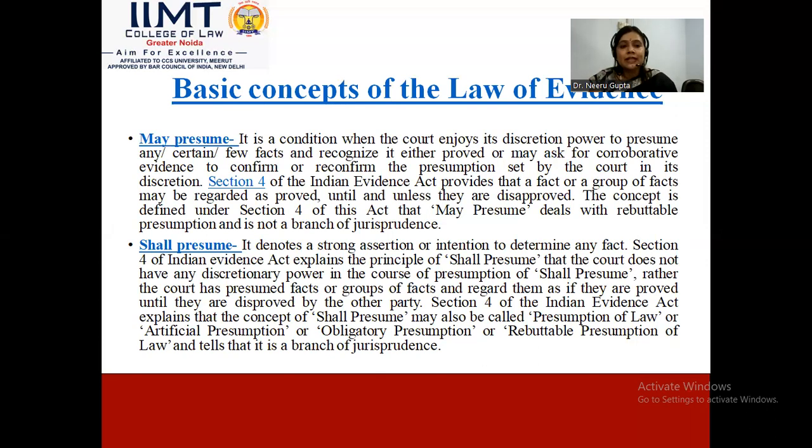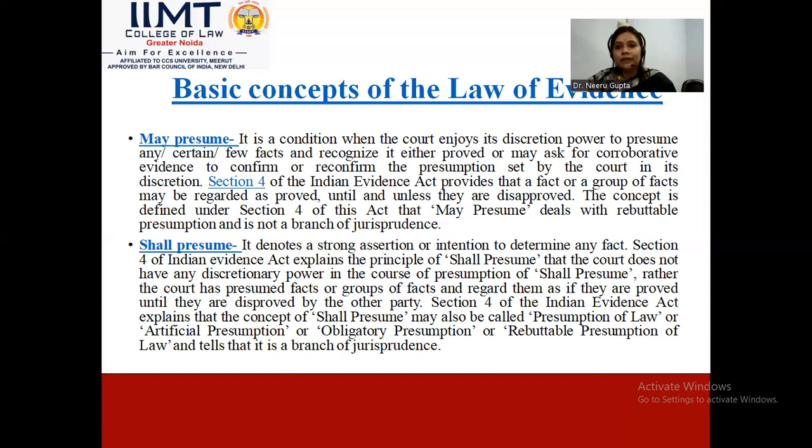The concept is defined under Section 4 of this Act. May presume deals with rebuttable presumption and is not a branch of jurisprudence. Shall presume. It denotes a strong assertion or intention to determine any fact. Section 4 of the Indian Evidence Act explains the principle of shall presume: the court does not have any discretionary power in the course of presumption of shall presume. Rather, the court presumes facts or groups of facts and regards them as if they are proved until they are disproved by the other party.